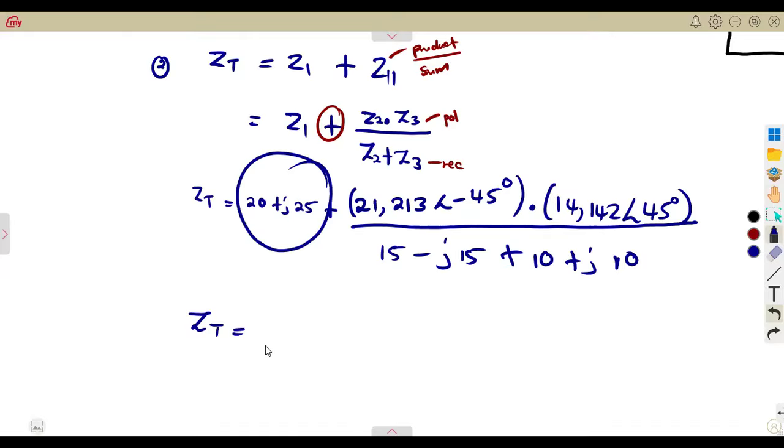We are going to just leave this as it is, 20 plus J25, as it is, this one. Then we move on to the other part, which is now, yes, we are adding, which is true.